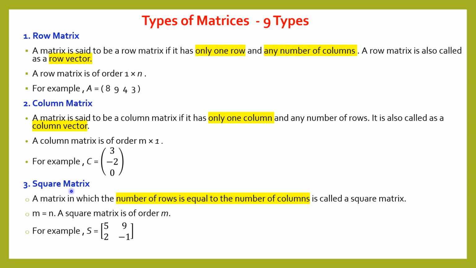Next one is square matrix. What is the meaning of square? All sides are equal. Similarly, for the square matrix, the row number and column number are equal. A matrix in which the number of rows is equal to the number of columns is called a square matrix. That is m equal to n. A square matrix is of order m alone. Since both the numbers are equal, we can represent that as a single number. For example, see, this is like a square shape. That is, here we are having 2 rows and 2 columns.